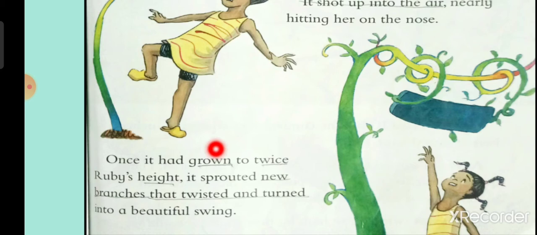Grown. Grow is the first form of verb. Grown is third form of verb. Grown means increase in size naturally. Twice, double in size, or 2 times.